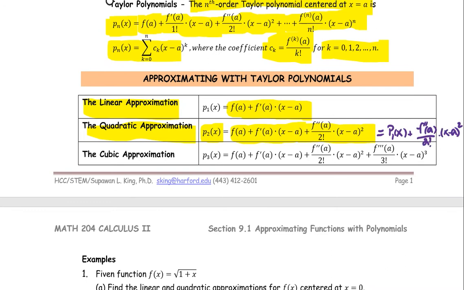And the same concept, the cubic approximation, cubic meaning the power 3. So P3 of x is the sum of f of a, f prime of a times (x minus a), f double prime of a over 2 factorial times (x minus a) squared, and the third derivative at a over 3 factorial multiplied by (x minus a) to the power 3. Or we can rewrite P3 as P2 plus the third derivative at a over 3 factorial times (x minus a) to the power 3.